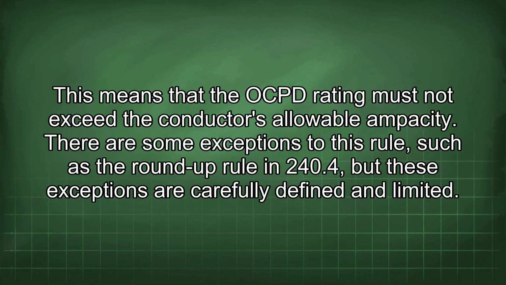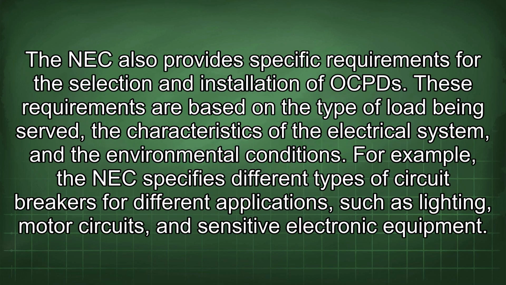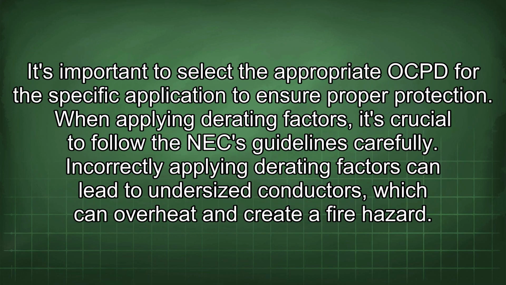There are some exceptions to this rule, such as the roundup rule in 240.4, but these exceptions are carefully defined and limited. The NEC also provides specific requirements for the selection and installation of OCPDs. These requirements are based on the type of load being served, the characteristics of the electrical system, and the environmental conditions. For example, the NEC specifies different types of circuit breakers for different applications, such as lighting, motor circuits, and sensitive electronic equipment. It's important to select the appropriate OCPD for the specific application to ensure proper protection.